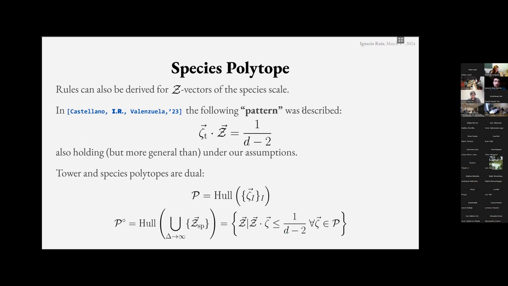This so far has only been about the lightest tower, but in principle, one could obtain these taxonomy rules also for the species scale scalar mass ratio vectors, and one could in principle do the same. But as we showed in a paper with Alberto Castellano and Irene Valenzuela last fall, there seems to be some pattern between the lightest tower and the species scale that not only includes states from this lightest tower, but also from possibly subleading towers. We obtain that the product of the two vectors seems to be always 1 over d minus 2.